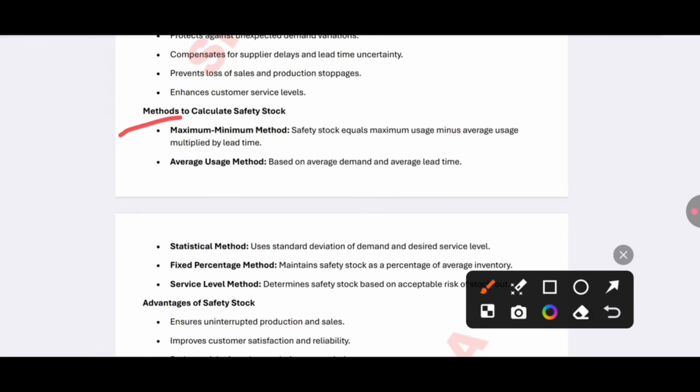First one, the maximum minimum method. It is one of the methods for safety stock. What it does is, it is equal to the maximum usage minus the minimum average usage. Next one is the average usage method. Based on the average demand of the particular production or service, you make that safety stock.